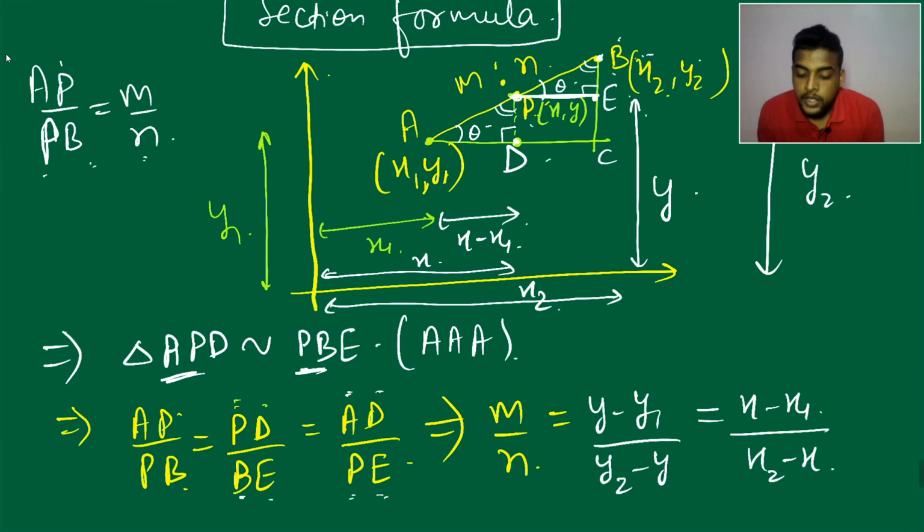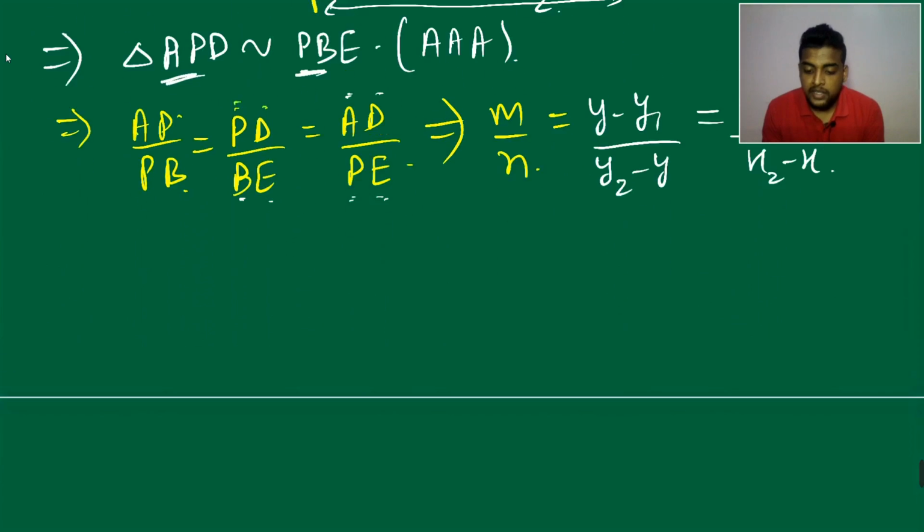No problem. Now, everyone, what is the goal? The goal is to find P such that AP upon PB is m is to n. Now we'll find P. Everyone, listen.